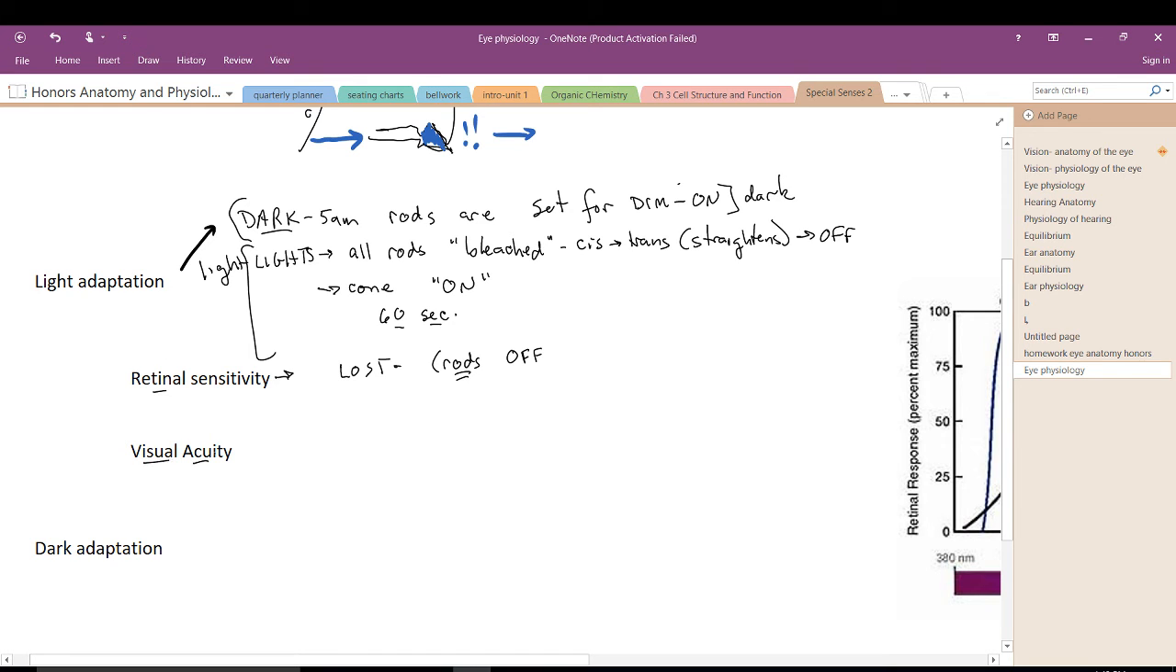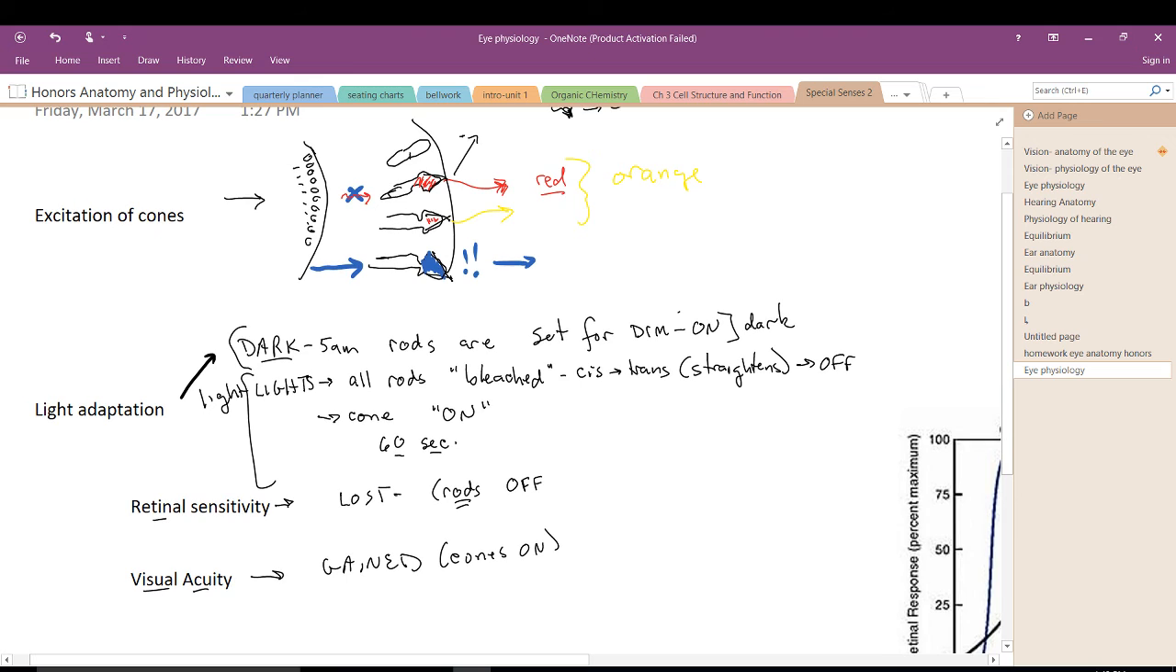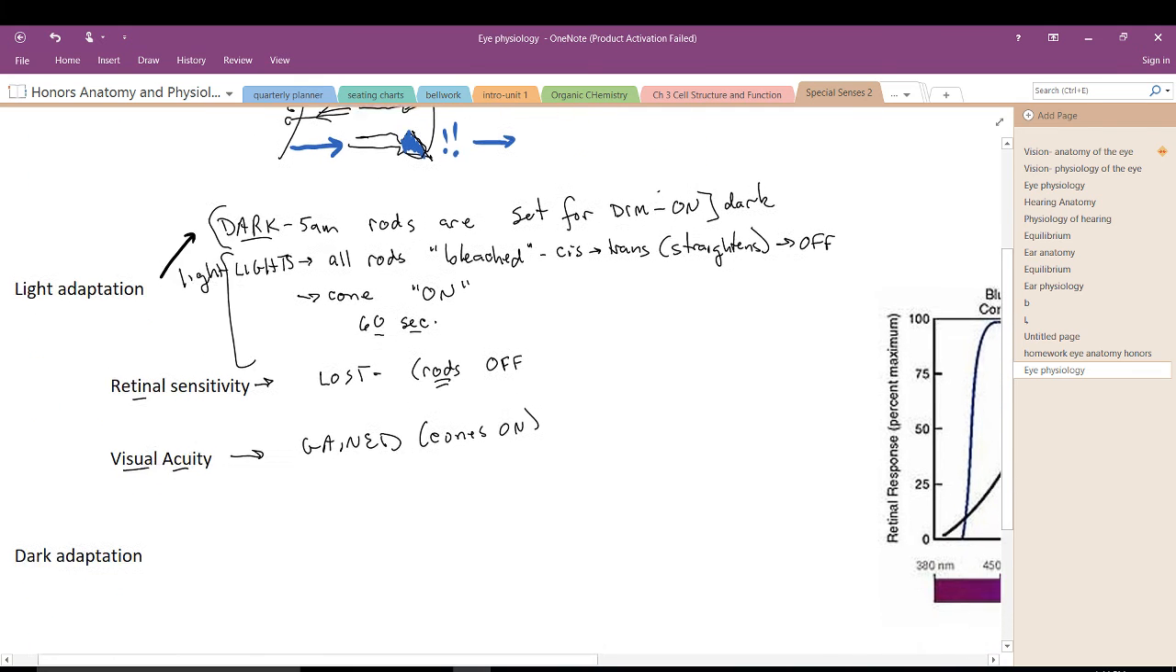However, the visual acuity is gained. We have increased our acuity, and that means the cones are on, and they give the best acuity. They have the sharpest vision. Because remember, each one of these cones can send a signal to the brain. They're going to go up to the nerves, and then that signal is going to go to the brain. So your brain has a really good message from all of the cones, and it gives really great detail. So that's the light adaptation. So that happens pretty fast.